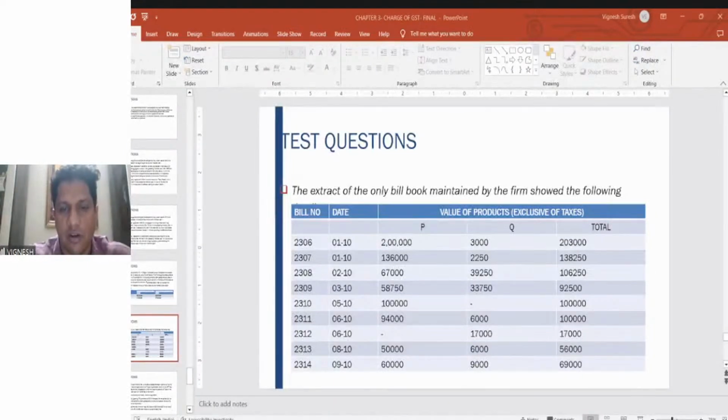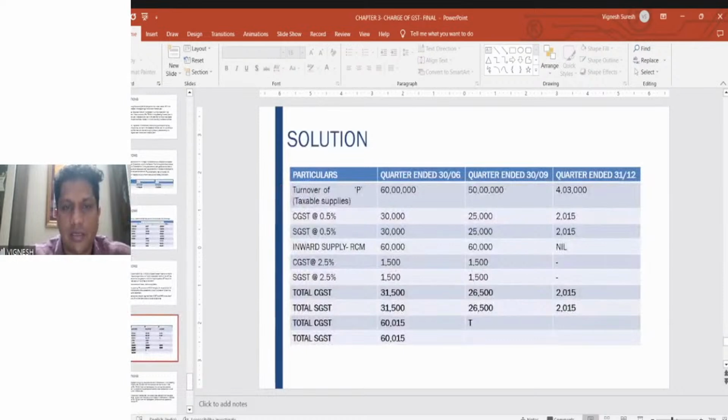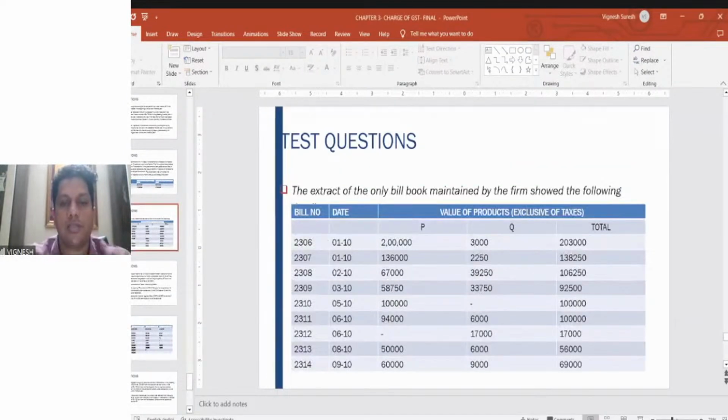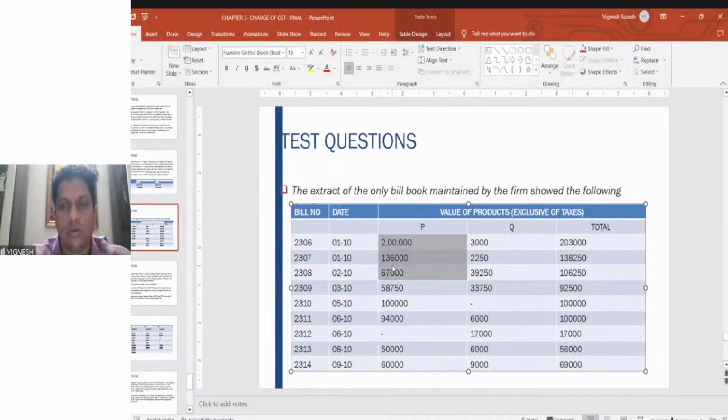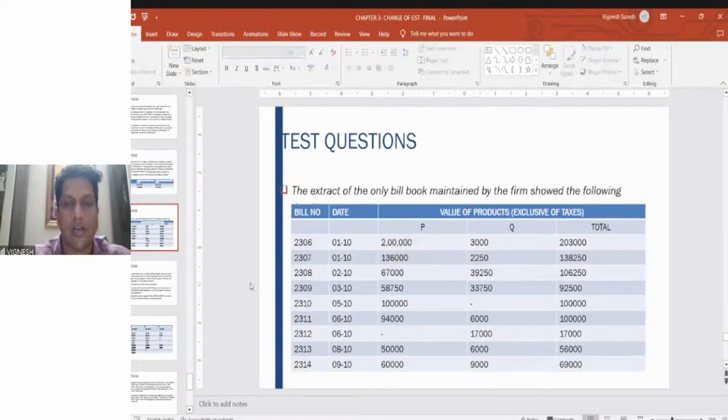So therefore, what is the turnover of P? Turnover of P here is 60 lakhs for the quarter to 30th June, and 50 lakhs for 30th September. So therefore, 1 crore 10 lakhs is there. And for the quarter till 31st December, you have to take 4 lakh 3,000. How did this 4 lakh 3,000 come? 2 lakhs plus 1 lakh 36,000 plus 67,000. Okay, 2 lakhs plus 1 lakh 36,000 and 67,000. These three you need to add to 1 crore 10 lakhs. 1 crore 10 lakhs, how did we get it?